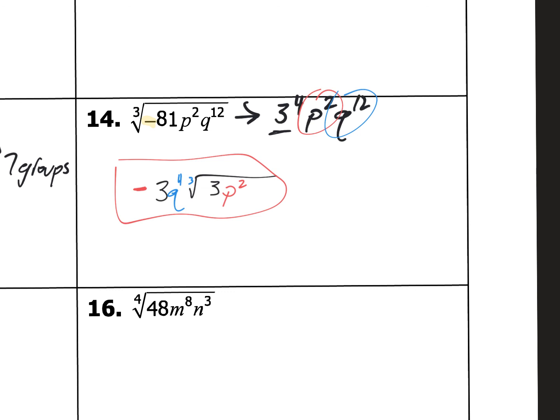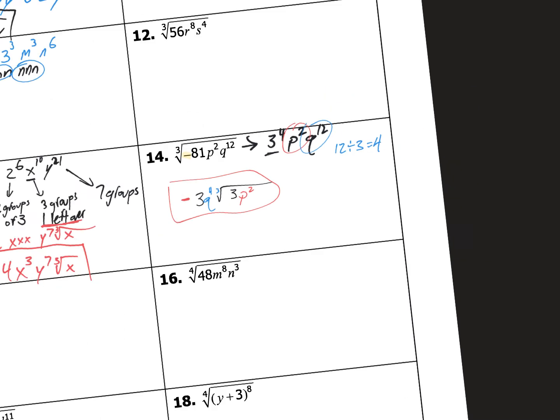Remember, you could write them all out. You could write out all 12 q's and circle groups of 3, but you can also do 12 divided by 3 is 4, and that means q to the 4th comes outside. But you have to be careful about the remainders, because the remainder stuff goes all back inside of there.